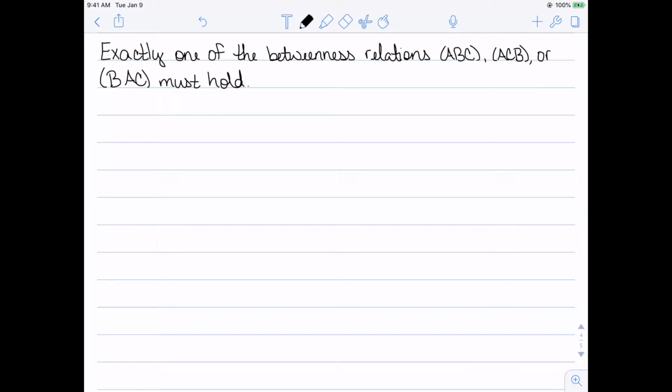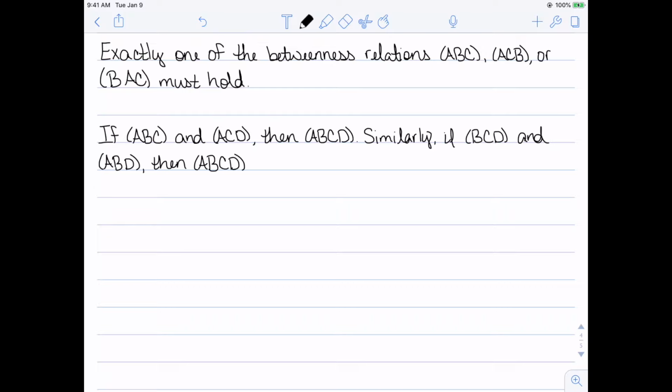The next thing we'll do is look at a lot of the properties of betweenness with these rays now that we have these ideas. Our first property, assuming we have three distinct points A, B, C, exactly one of these three betweenness relations must hold, either ABC, ACB, or BAC.